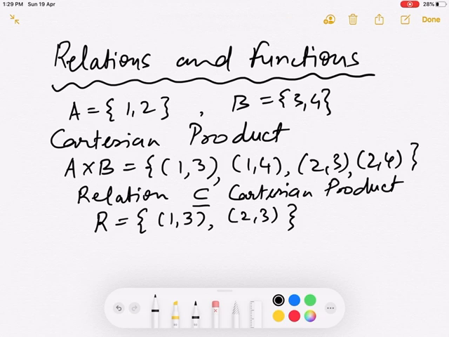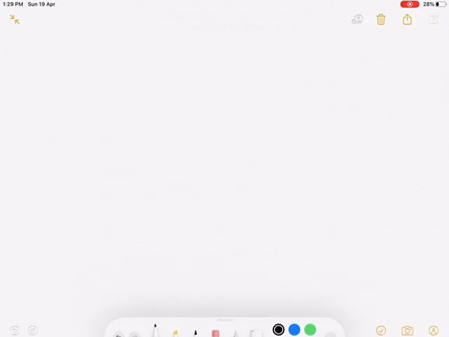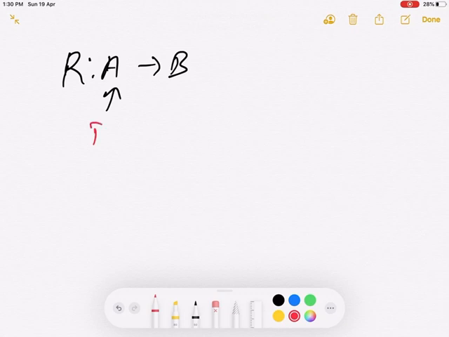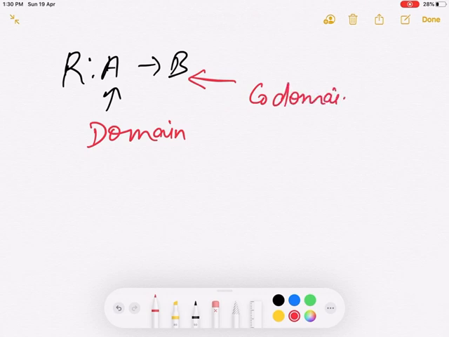Now we used to call it a relation from A to B. When we were writing a relation R from A to B, we used to write it like that. Then A was known as the domain and B was known as the codomain. We had range also, about which I will talk later. But first we know that A is the domain and B is the codomain.